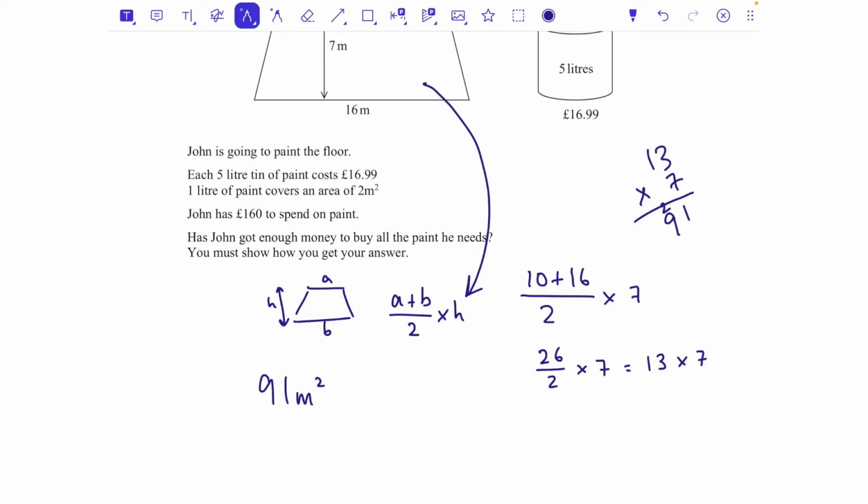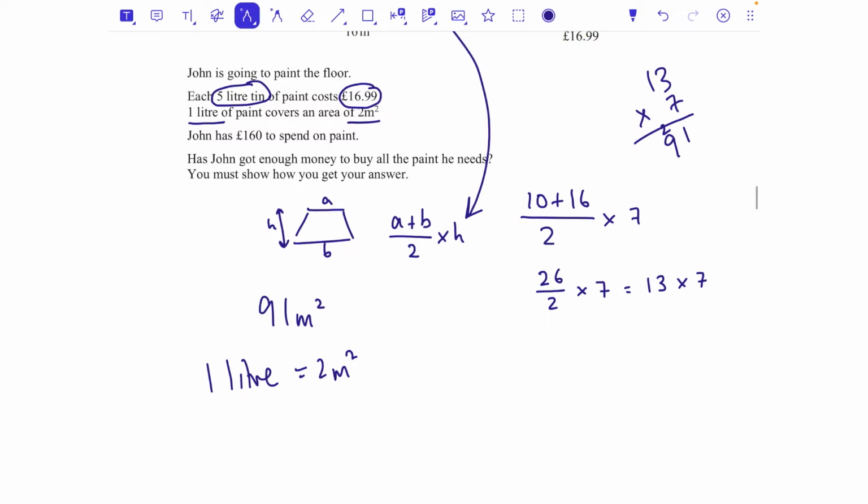Now each 5 litre tin of paint costs £16.99 and 1 litre covers 2 metres squared. So if 1 litre covers 2 metres squared, then a 5 litre tin of paint is going to cover 10 metres squared because it is 5 times bigger. And the more paint, the more area it's going to cover. So each tin covers 10.